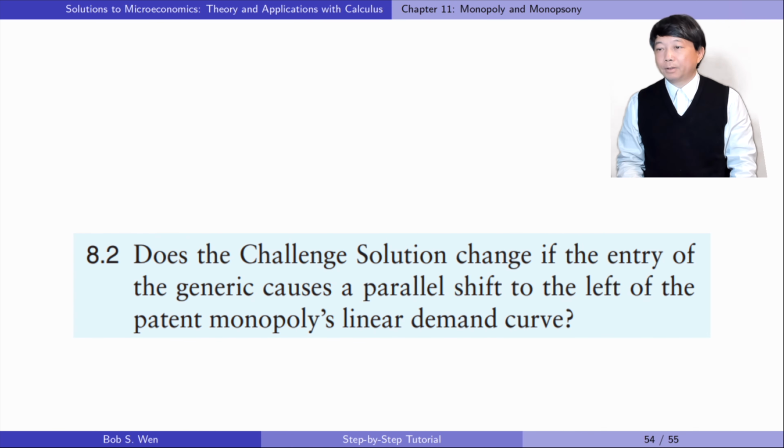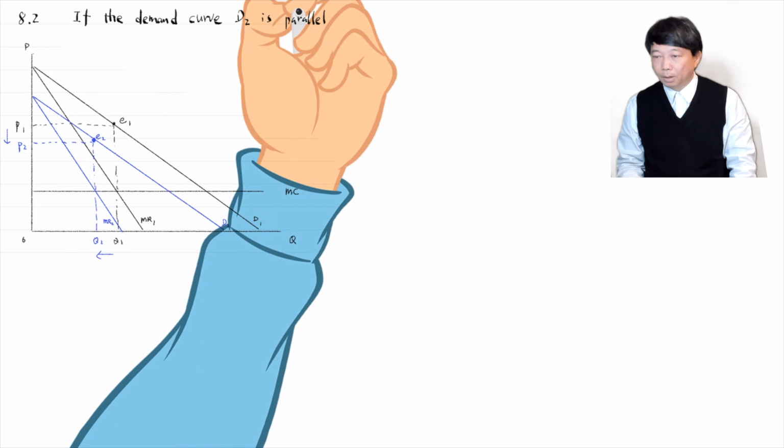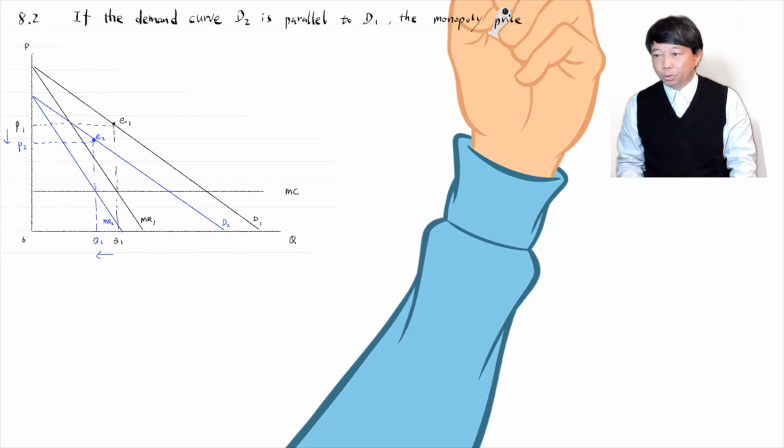Let's solve exercise 8.2. Does the challenge solution change if the entry of the generic causes a parallel shift to the left of the patent monopoly's linear demand curve? As the graph shows, if the new demand curve is parallel to the old one, the monopoly optimum price will drop.